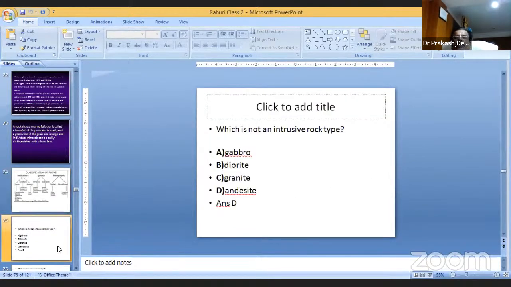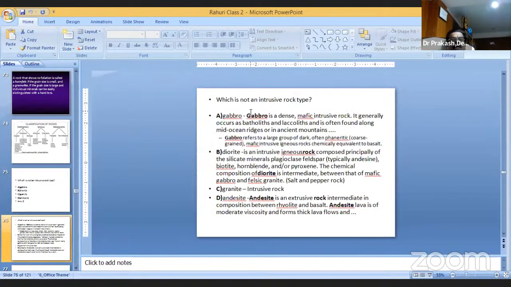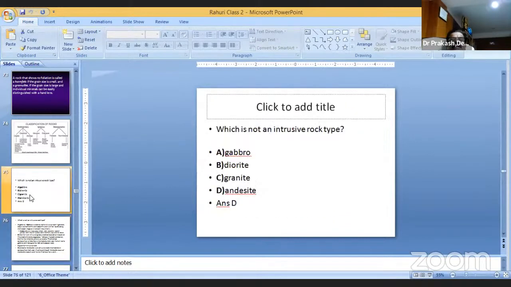Which is not an intrusive rock type? Gabbro, diorite, granite, and andesite. You can see here, gabbro is a dense mafic intrusive rock. Diorite is an intrusive igneous rock. Granite is an intrusive rock. So andesite is an extrusive rock. So the question is, which is not an intrusive rock? Andesite is the answer for that.